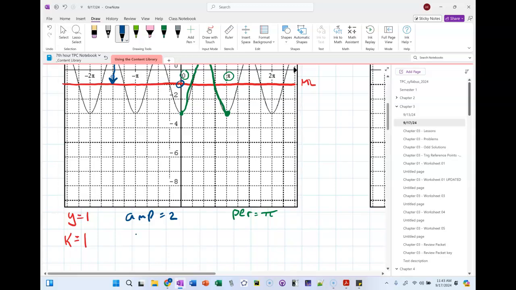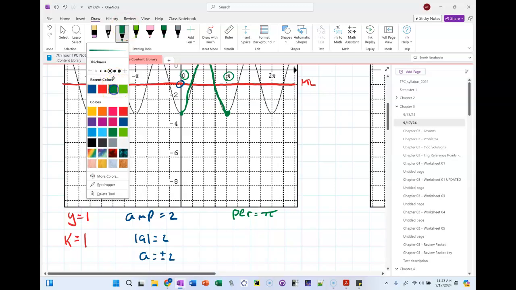The amplitude tells me the value for A, C, or H. A, and that tells me that the absolute value of A is 2, so A is going to be plus or minus 2. Well, we don't know yet. Let's talk through how I determine that, but I'm not going to do that quite this second. We will get there. And the period, that tells me C or H.